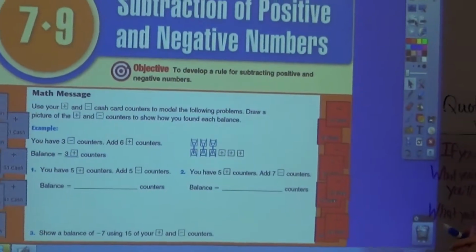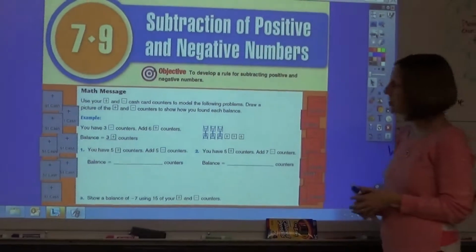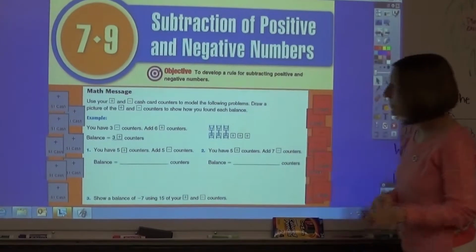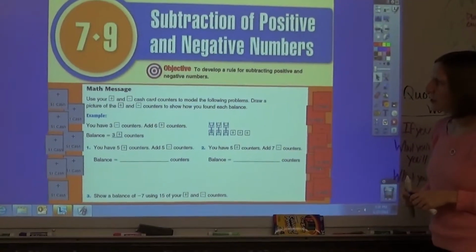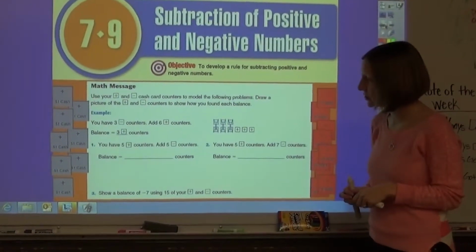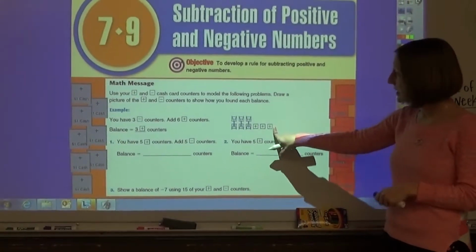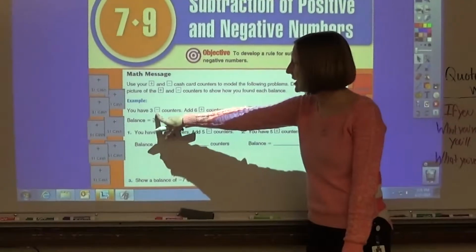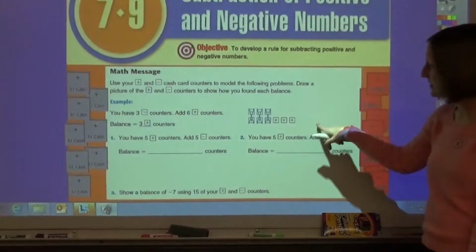Lesson 7.3 is subtraction of positive and negative numbers. On the math message page of your math journal, you're going to use those counters again if you'd like to, and if you figured out another strategy, you can use your own strategy. The example shows that we have 3 negative counters and we add 6 positives to it.